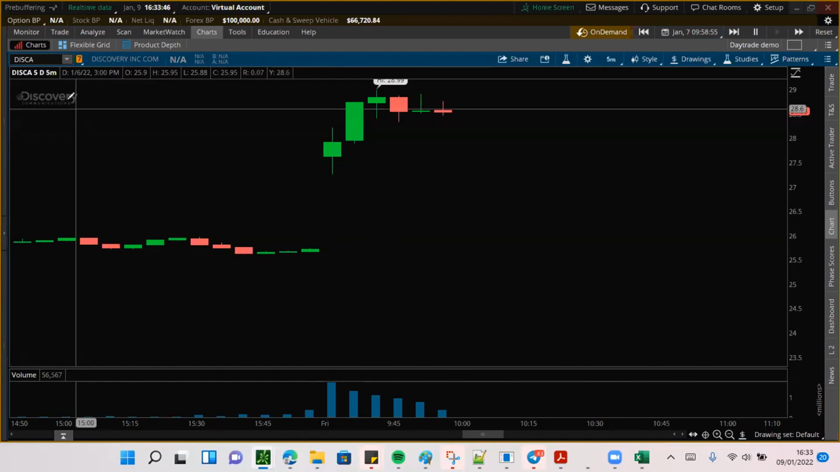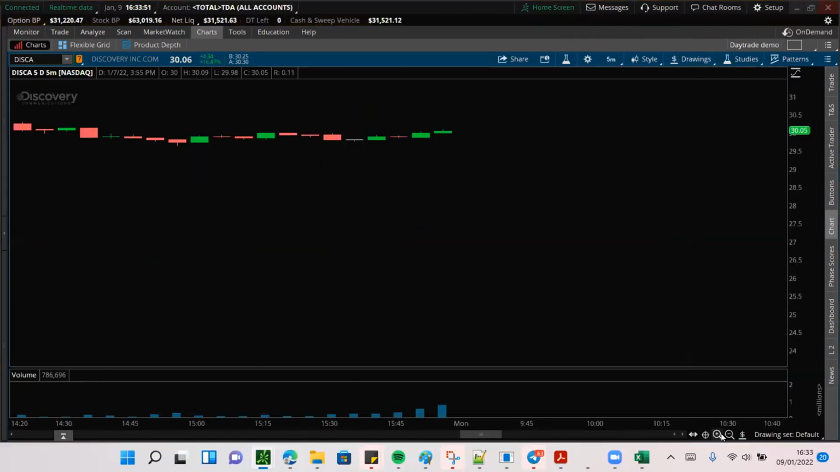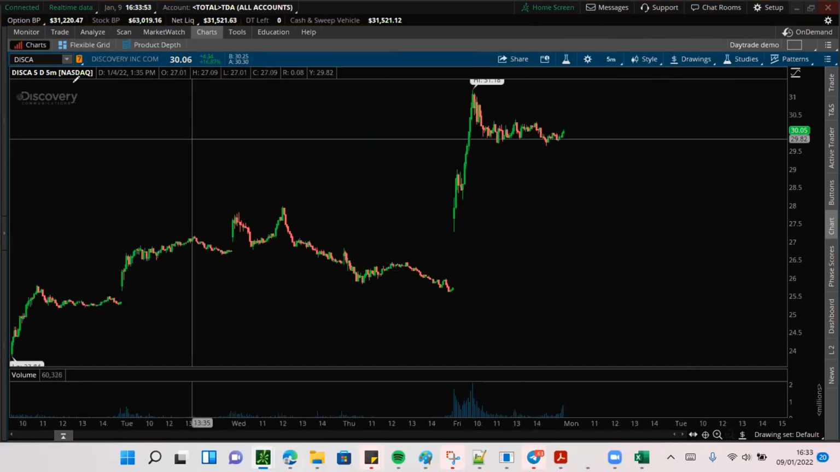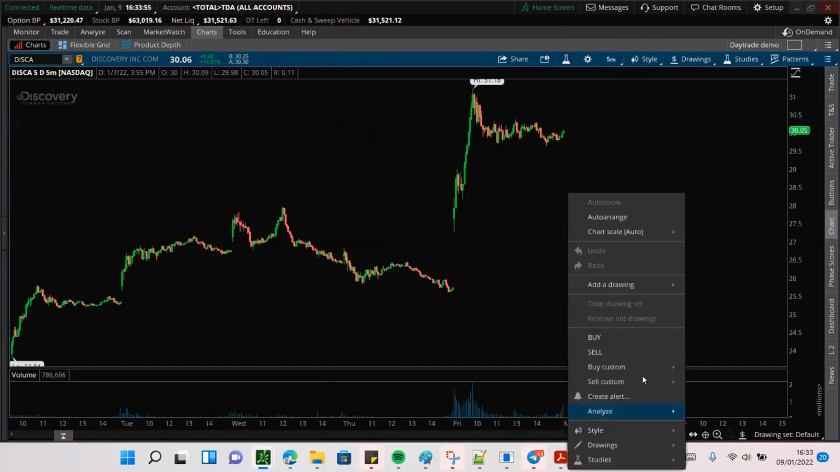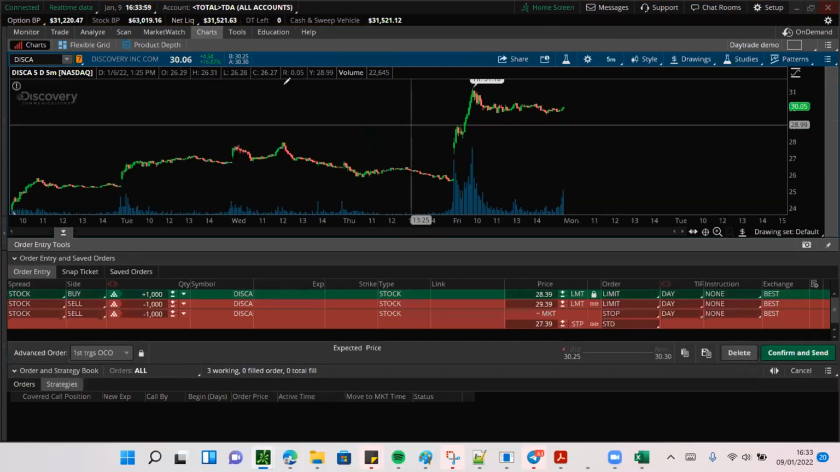Yeah, some issue with the on demand today. I'll just show this trade on live trading. Okay, so this is the discovery. Right click, buy custom with the OCO bracket. So right now it is at 30.25, 30.30.